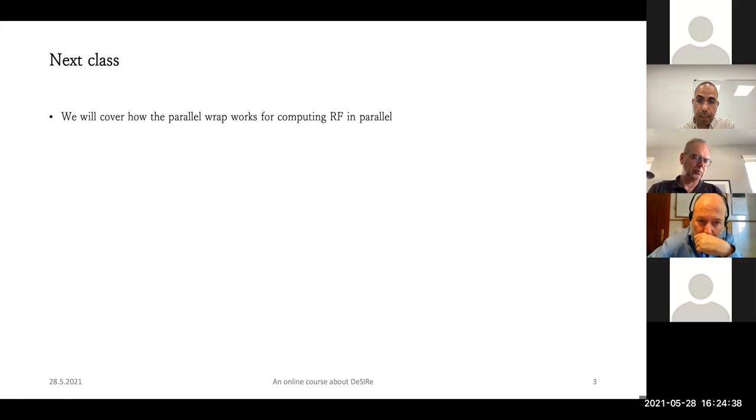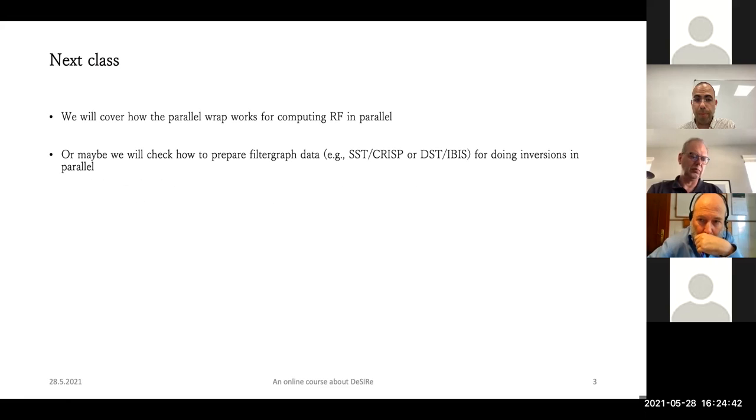Next class, I think we may work on the response functions in parallel, but maybe what I'm going to do is take SST data from CRISP for my iron line only, because we are still with SIR. And I will explain how you take filtergraph data. In the case of DST IBIS it should be the same.